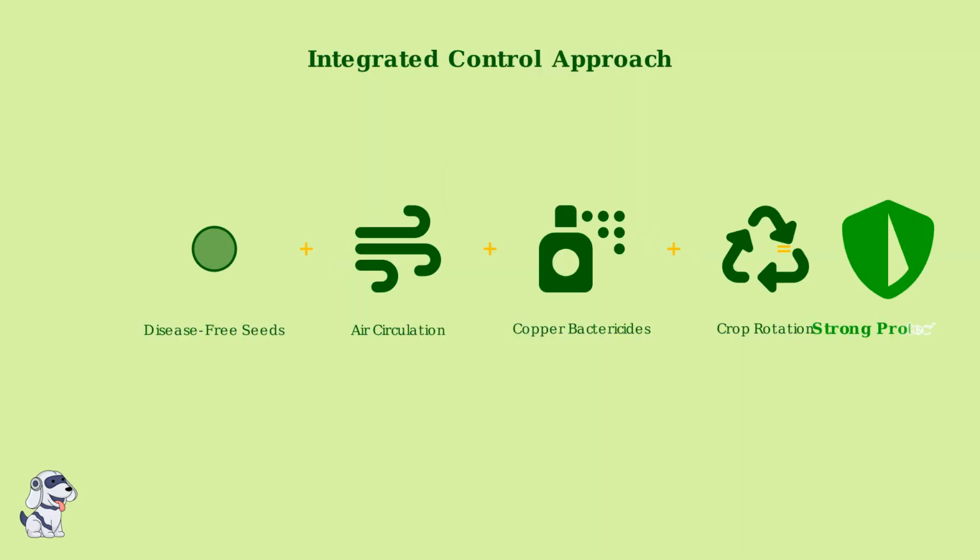Disease-free seeds provide a clean start, proper spacing and pruning create unfavorable conditions for bacteria, copper bactericides provide direct protection, and crop rotation prevents long-term buildup. Implementing all four approaches gives you the strongest defense against Pseudomonas infections.